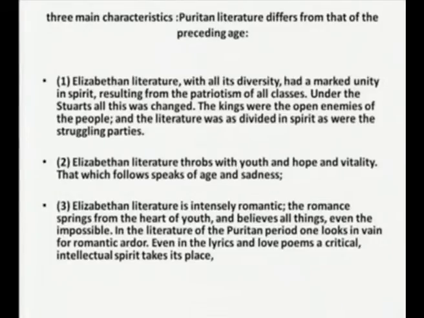When we look into this age of Milton, we find that we cannot just give an overriding concept and say that Milton and his times and the age of Milton followed some of the very well known characteristics of the preceding age, or uniform characteristics, not so at all. So, therefore, we find that there were divergent trends and there was no unity in the way that it could be represented. Elizabethan literature throbs with youth and hope and vitality, while that which follows speaks of age and sadness.